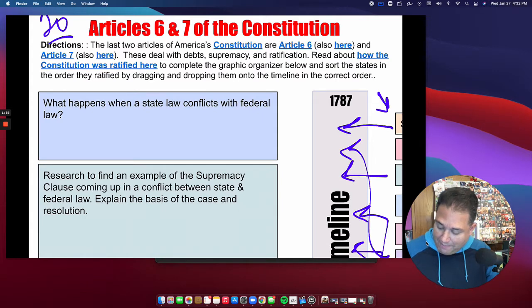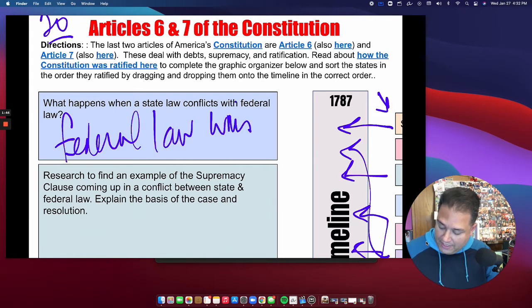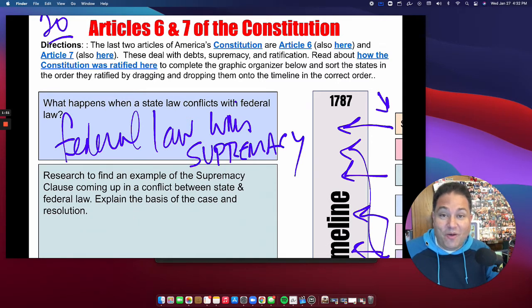On the top, what happens when a state law conflicts with federal law? Well, the federal law wins, right? Federal law wins, and that's because of what's called the Supremacy Clause. So you don't even need to look this up. I'm telling you, the federal law will win because of the Supremacy Clause.